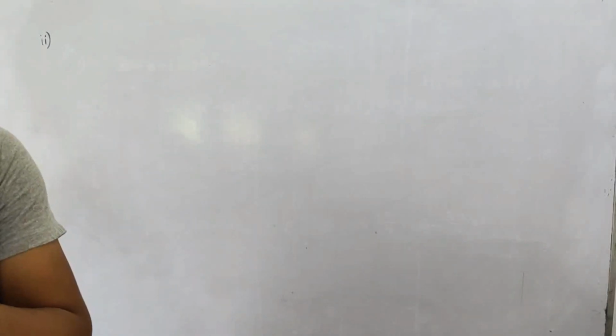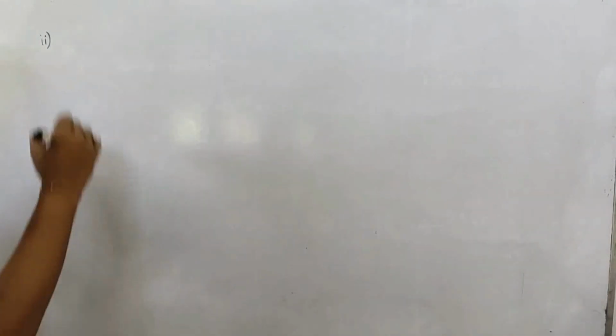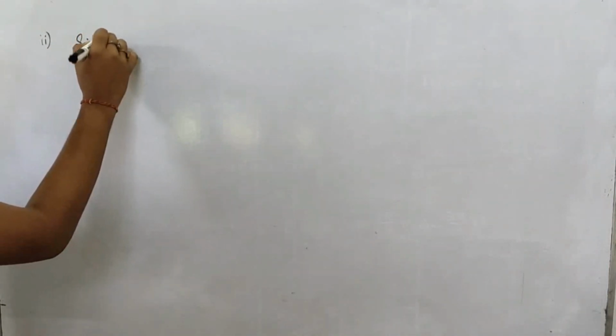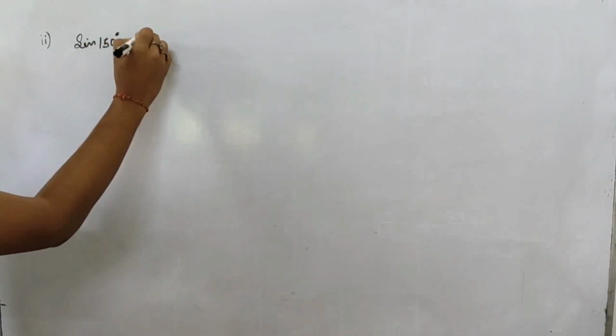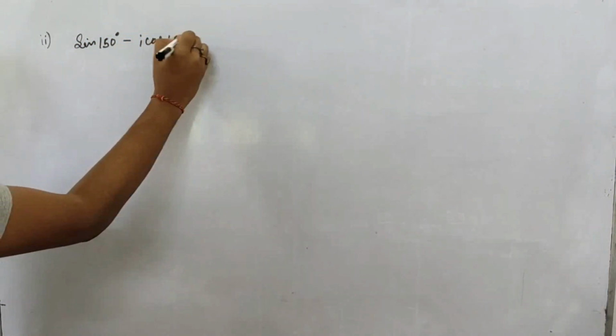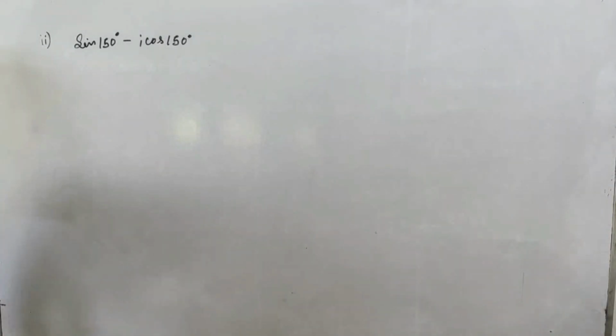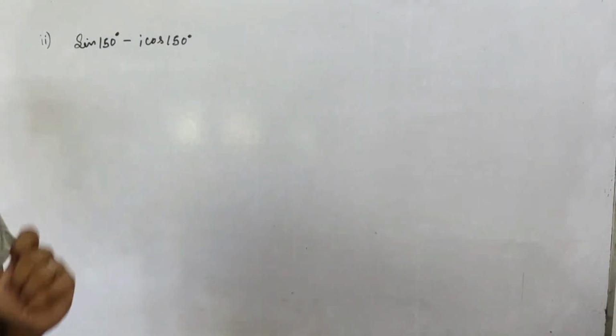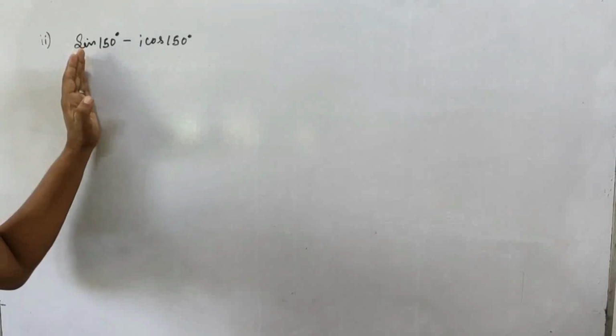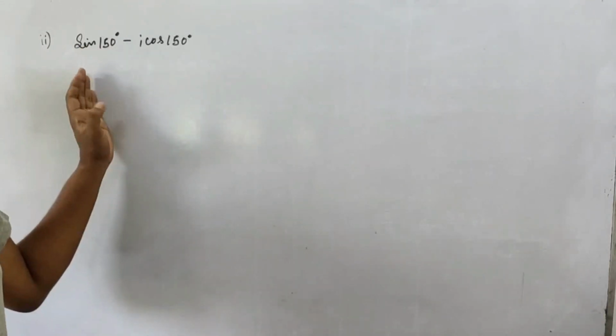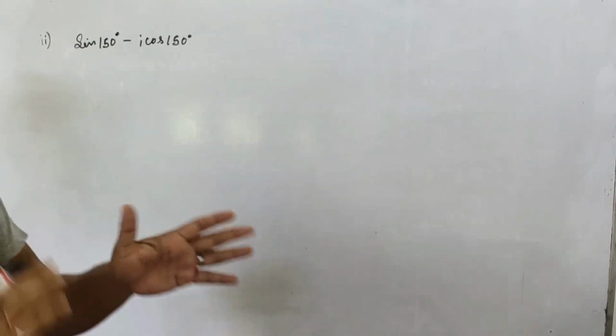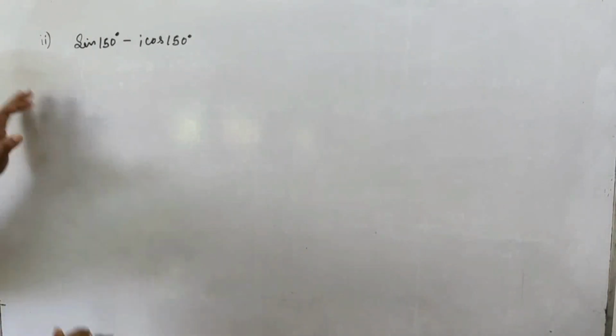It is given sin 150 degree minus I cos 150 degree. Sin 150 degree minus I cos 150 degree. So similar kind of problem. Okay, first sin is given, then cos is given. I will remain only with sin. Okay, so similar kind of problem. Now don't worry about this minus sign. Okay, the minus will cancel out by itself.